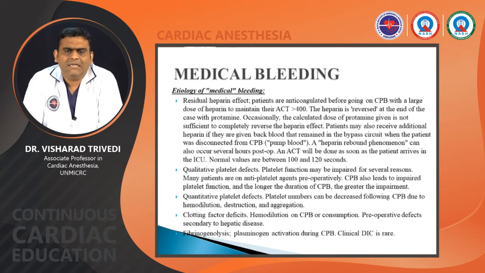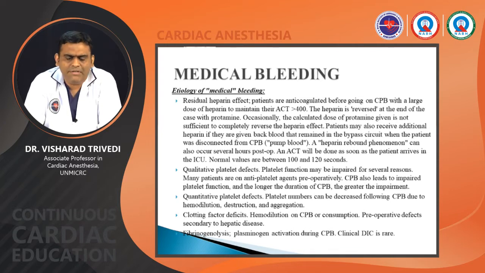In platelet defects, you can see both qualitative and quantitative defects. If quantitative defects are there, you should provide platelet-rich plasma, that is PC. If it is a qualitative defect, you can see it in patients who were on antiplatelet agents in the preoperative period or in cyanotic congenital heart diseases. Clotting factor deficits can also be seen, and because of them you can see medical bleeding.